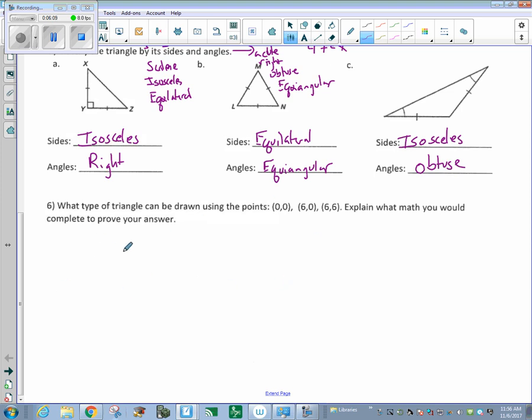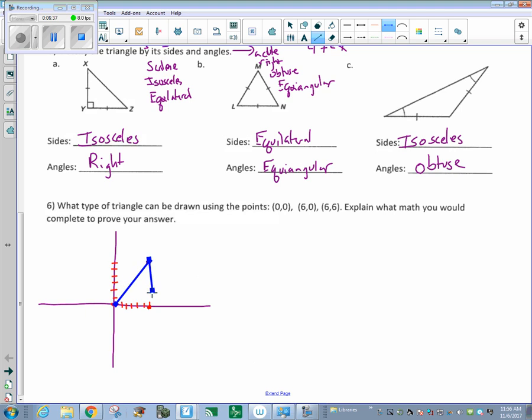All right, and so then this last one, they want us to tell what type of triangle it is, and it says explain and prove and all that stuff. So I'm going to first sketch out my drawing here. And so (0, 0) would be right there. If I count over 6, I get a point right here. If I count over 6 and up 6, I get a point right there. And so I kind of cheat because otherwise my drawing looks really bad. I'm going to do this. So here's my triangle that I'm dealing with.